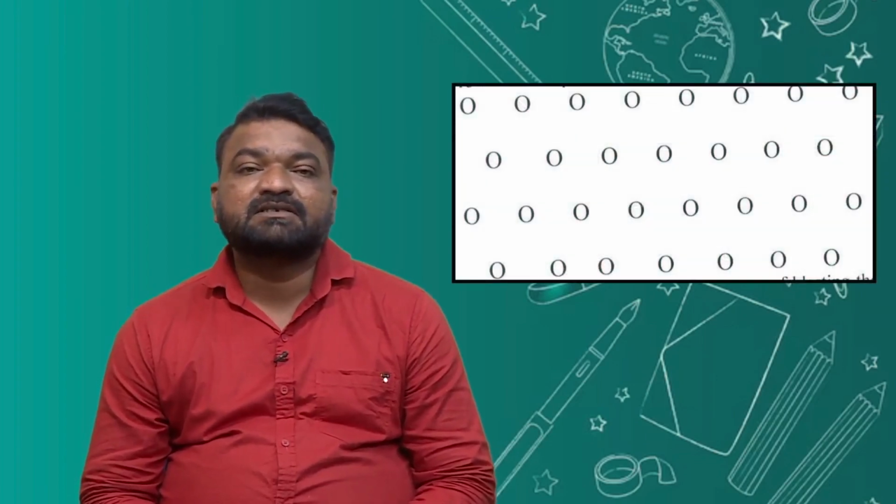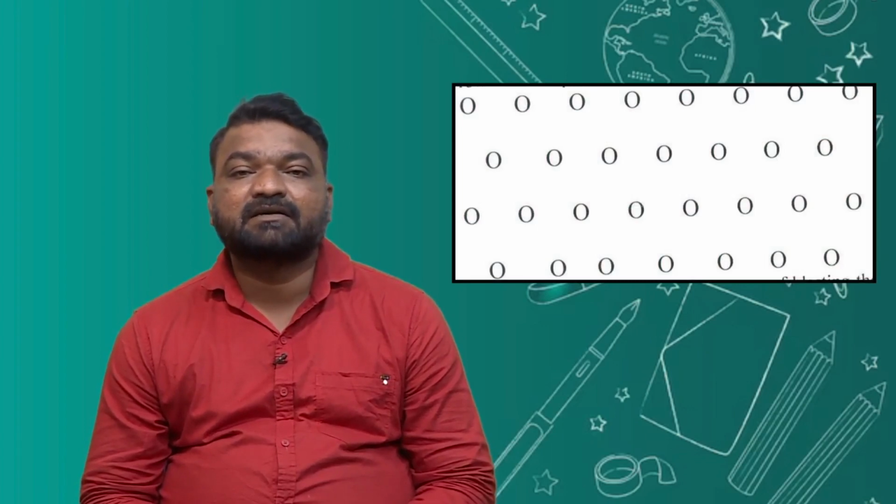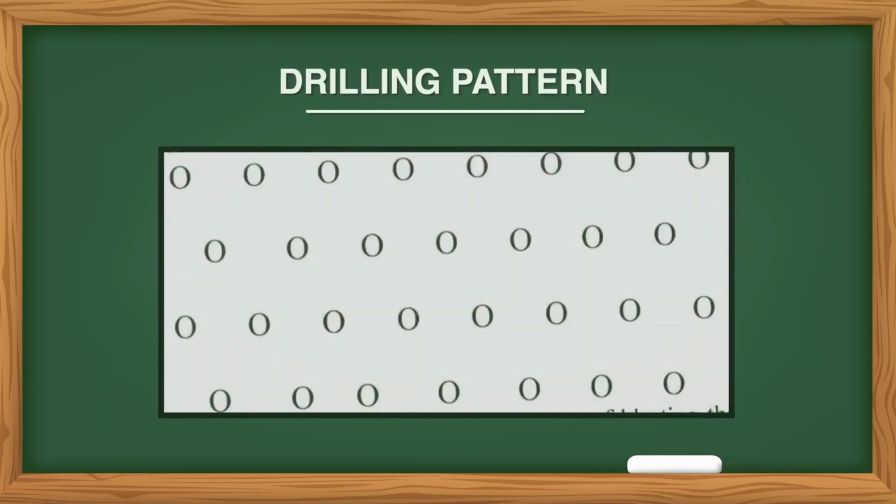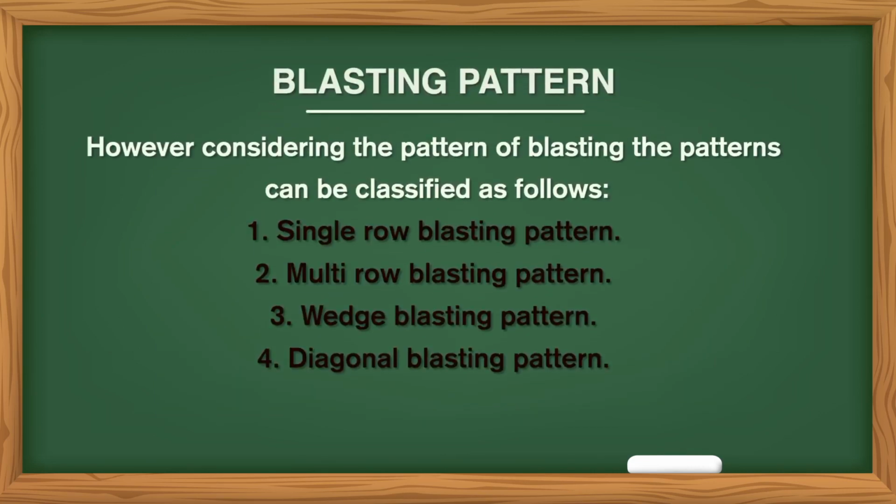You can see on the figure the actual staggered triangular pattern or square pattern. This is the drilling pattern, staggered pattern, in which the first row and the second rows, the distance and the sequence are changed. However, considering the pattern of the blasting, the pattern can be classified as follows: first, single row blasting pattern, second, multi row blasting pattern, third, wedge blasting pattern, fourth, diagonal blasting pattern.